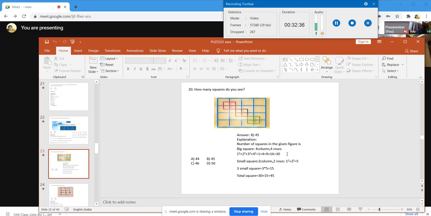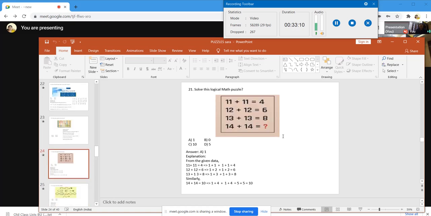When you come to the small ones, you have 3 small squares. First take the 2 by 2 square, that is 2 rows and 2 columns. You have to write 1 square plus 2 square, because it is 2 rows and 2 columns. The answer is 5. Similarly, we have 3 small squares in total, so 3 into 5 is 15. Already you found the big square 30 and the small 3 squares 15. So the total answer is 45. We could see 45 squares in the given diagram.